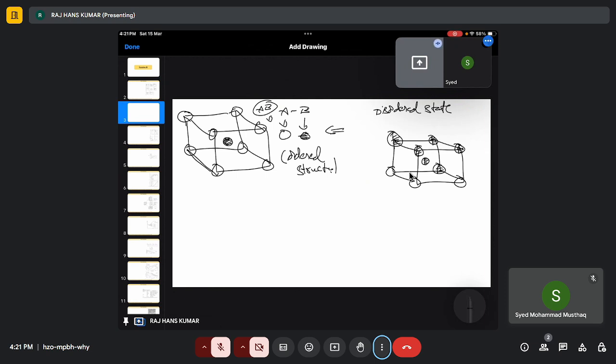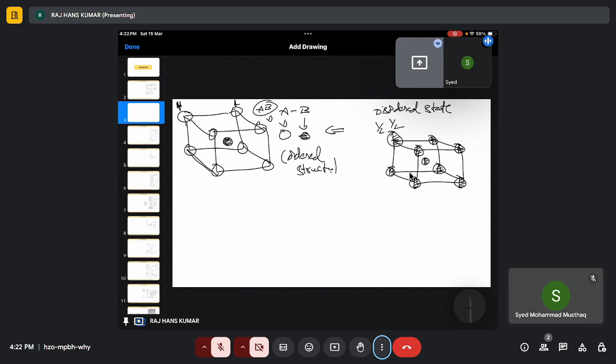That means there is a probability of A atoms occupying B sites or B atoms occupying A sites. So let's say the probability of A occupying here is half and the probability of B occupying here is half. What about here? If A occupies here, then A must occupy this position.